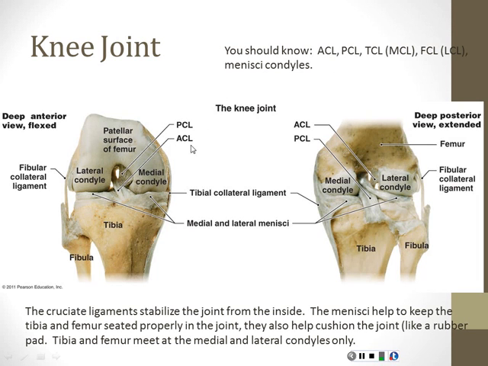And then on the side of the joint, you have collateral ligaments that hold the bones in place. Now this is where we have some unfortunate naming. Your book will call the lateral one the fibular collateral ligament. Everybody else in the world today would call it the LCL, or the lateral collateral ligament. So you kind of have to know both names.